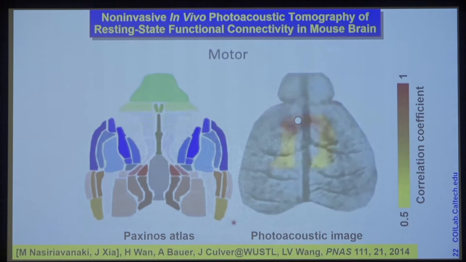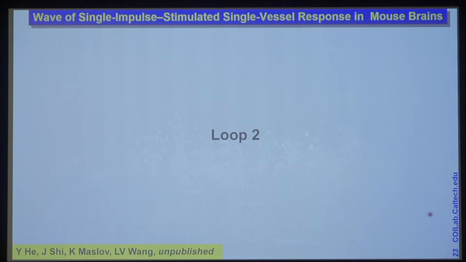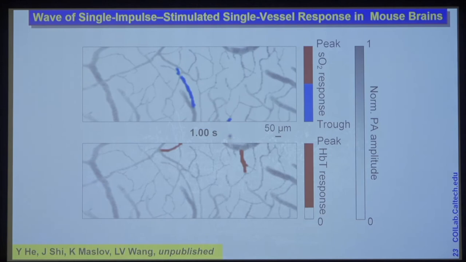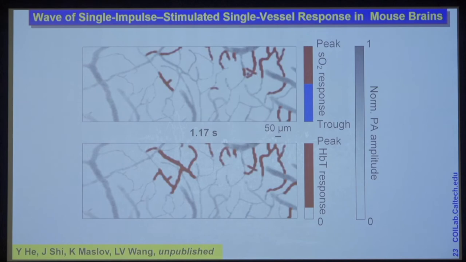And more recently, this is still unpublished, we tried to push the temporal resolution to the limit of our technique. And this was done in a small animal. We look at two types of signals. SO2 means the oxygen saturation of hemoglobin. And HbT is the total hemoglobin concentration. Both signals will give you a response. But oxygen saturation gives you a much faster response. You can see this wave comes in much faster than the second, slower wave.